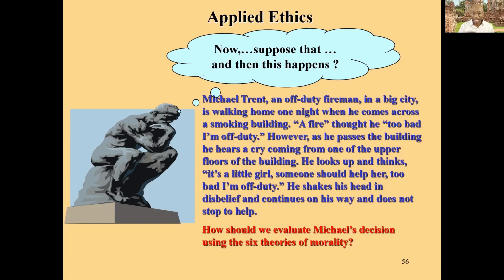If this one said, how should we evaluate Michael's decision using the 6 theories of morality? So we studied 6 theories, and apparently this case scenario applies all the 6 theories. It's not just one theory. If you have time, you read it. And what you're going to discover is that Michael Trent is behaving in a way that's inconsistent with being a fireman. And so it's asking to apply the 6 theories.